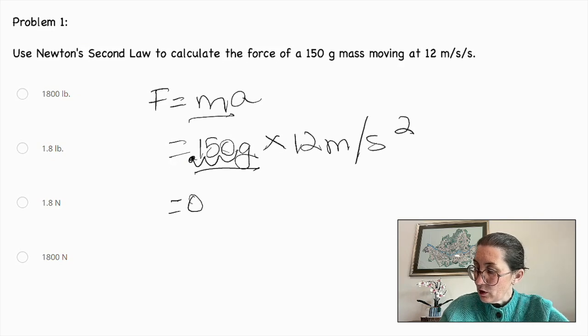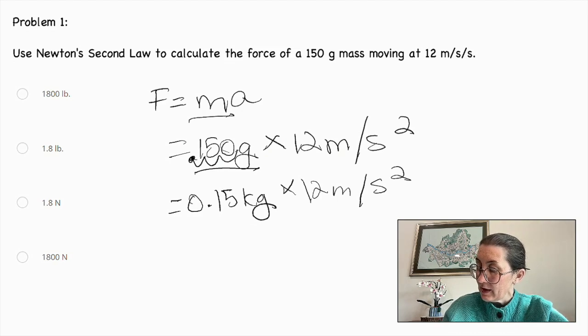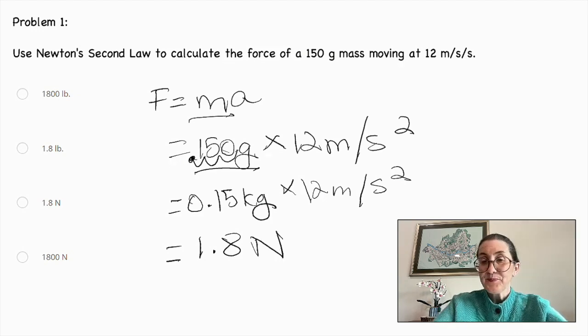So we move the decimal place 3 places, 1, 2, 3. So we now have 0.15 kilograms times 12 meters per second squared, and that is equal to 1.8 newtons. And that's our answer.